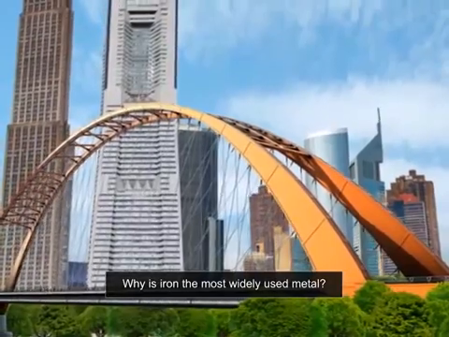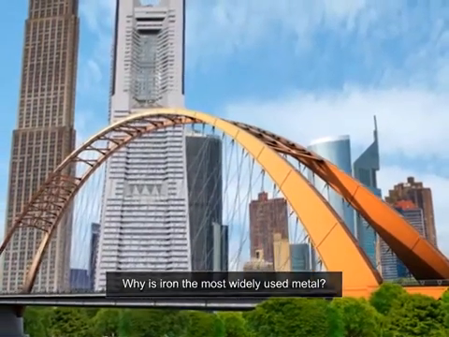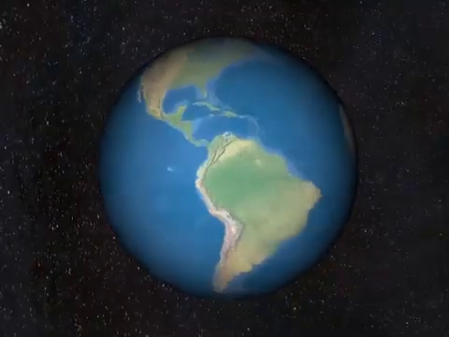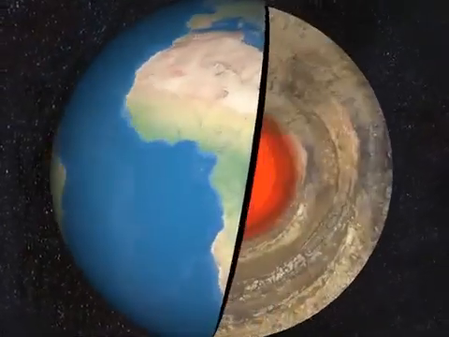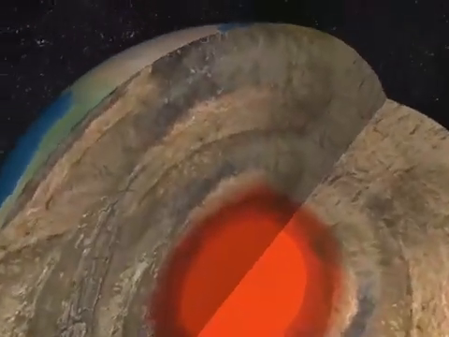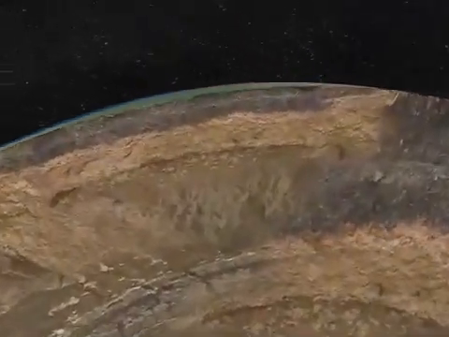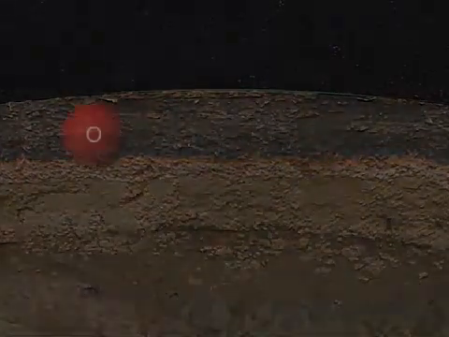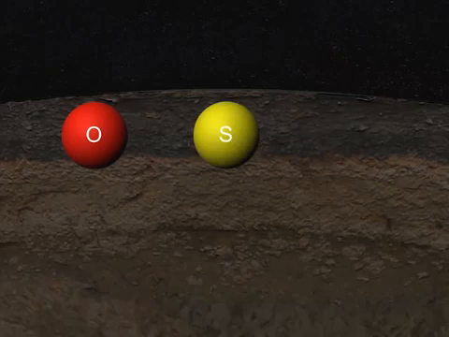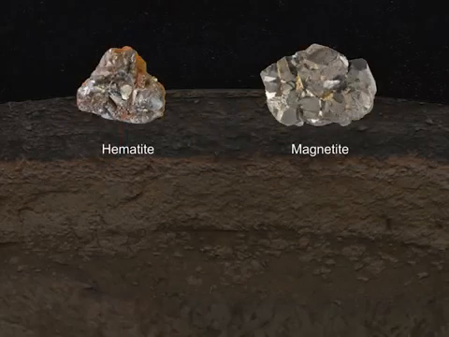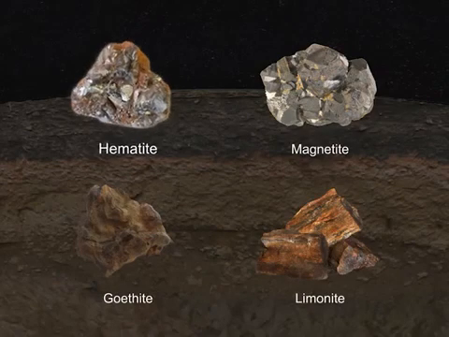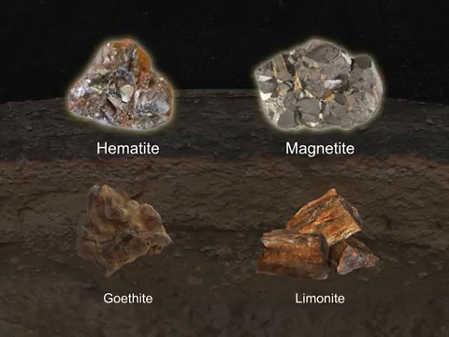Why is iron the most widely used metal? The main reason is that it is strong and relatively inexpensive. Iron is the most abundant metal found in the Earth's crust. As it is a reactive element, it does not exist as a metal in nature but is found in chemical combinations with other elements such as oxygen, sulfur, and carbon in the form of minerals like hematite, magnetite, goethite, limonite, and others. Hematite and magnetite are the main ores of iron.